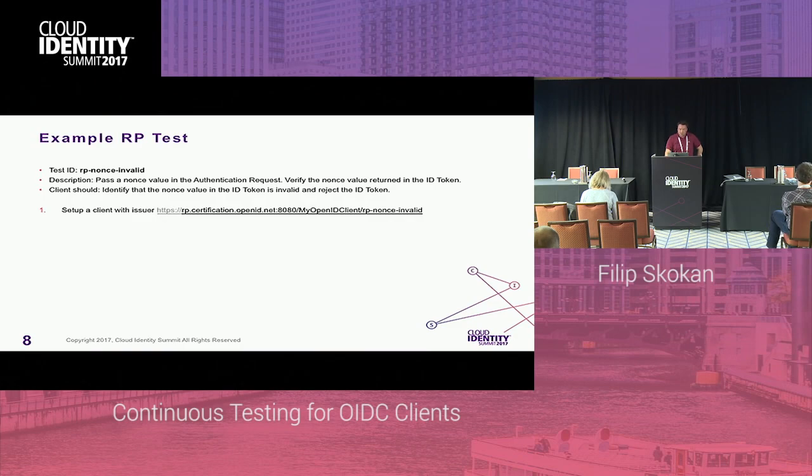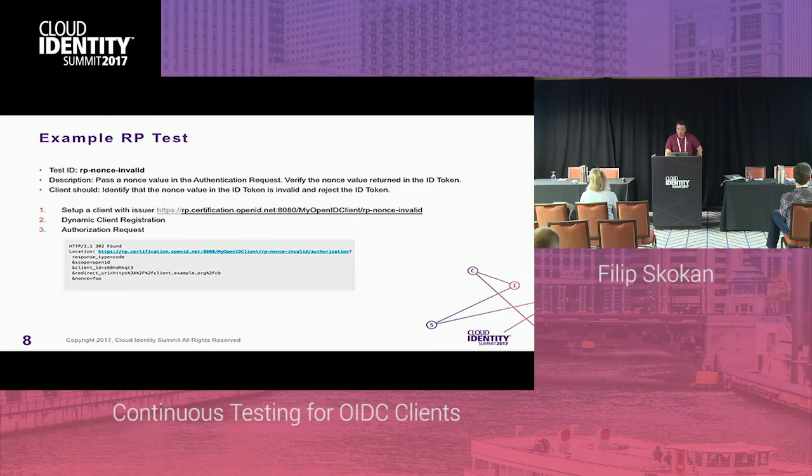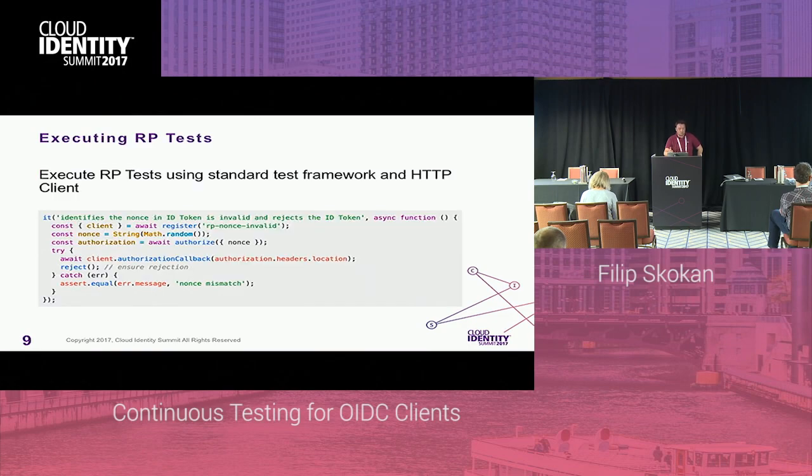What we would do is set up a client with an issuer pointing to the location of the test tool, an arbitrary client name, and then the name of the test. You would do dynamic client registration and discovery, obviously. First discovery, then registration. You would start the authorization request, again pointing to whatever endpoint you have discovered. And you would consume the response and assert the rejection that is expected.